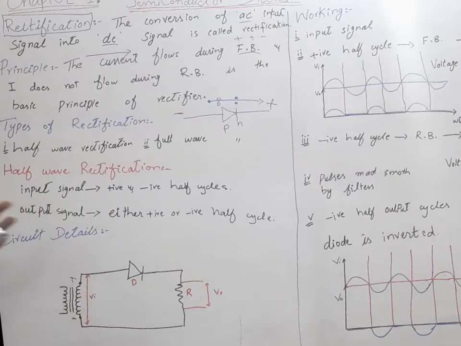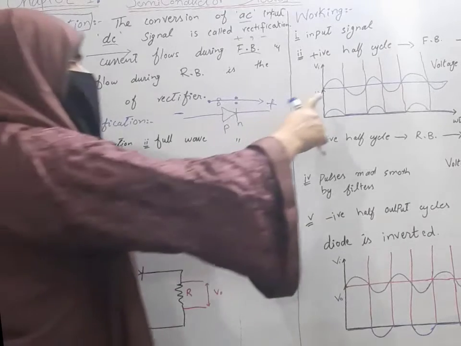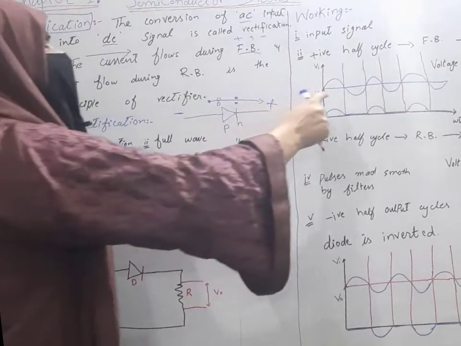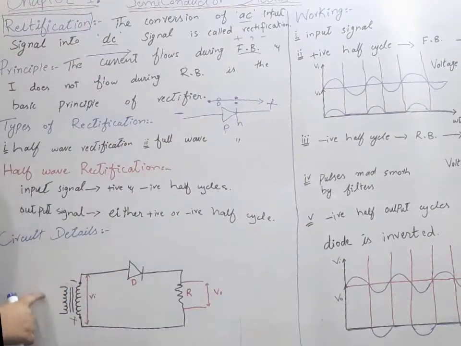In one pulse, it has the positive polarity here and negative polarity here. But in the other pulse, it will have the negative polarity here and positive polarity here. So the transformer is basically used to generate the AC signals. AC input signals are produced by this transformer.